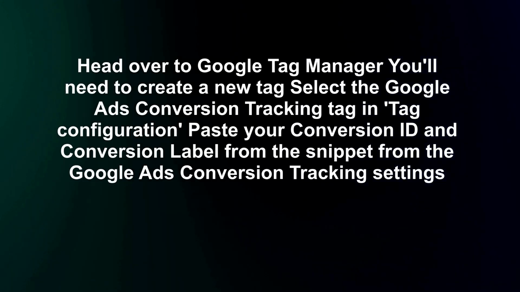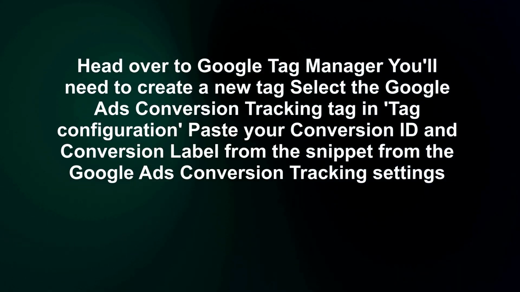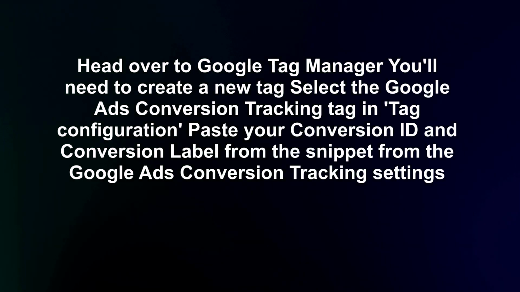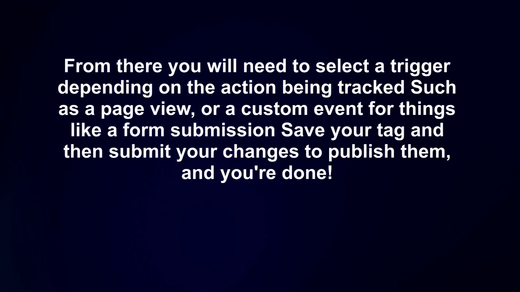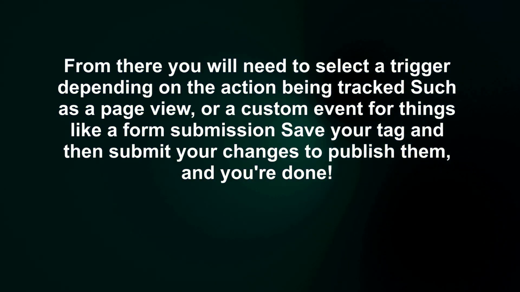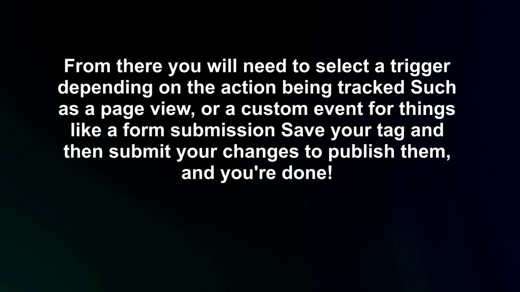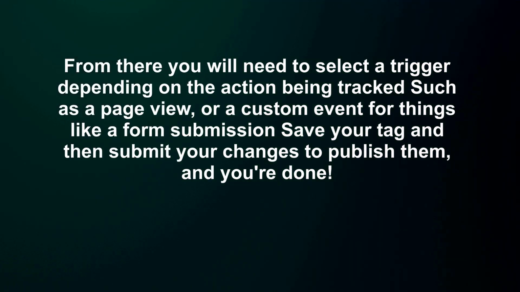You'll need to create a new tag. Select the Google Ads Conversion Tracking tag. In tag configuration, paste your conversion ID and conversion label from the snippet from the Google Ads Conversion Tracking settings. From there, you will need to select a trigger depending on the action being tracked, such as a page view or a custom event for things like a form submission. Save your tag and then submit your changes to publish them, and you're done.